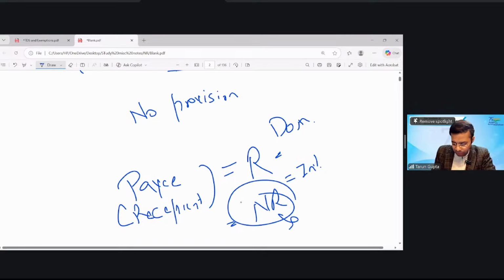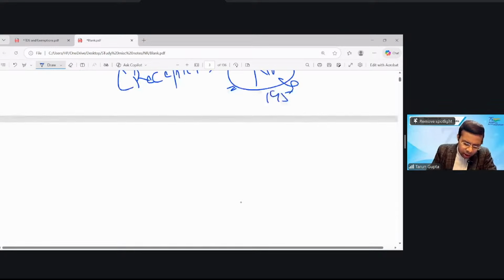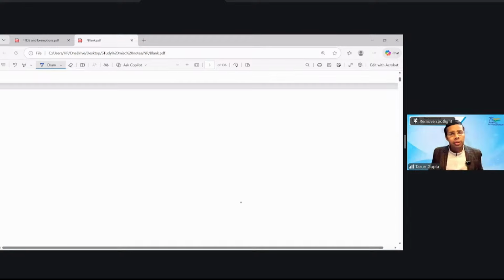And then section 195 applies. 195 applies only when the recipient, the payee, is non-resident. If the payee is NR, then the domestic provisions don't apply generally. We'll see the exceptions. You understand the basic difference? For NR, any sum chargeable to tax is subject to TDS. Can you think of why?